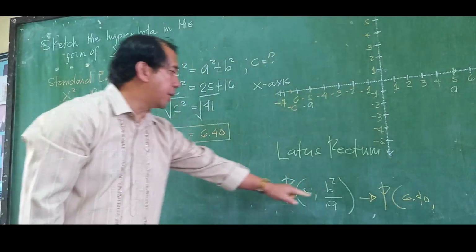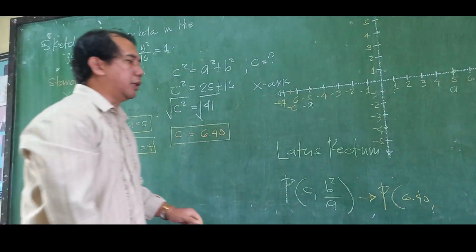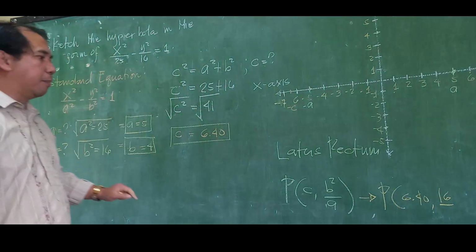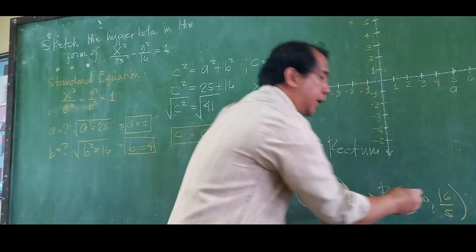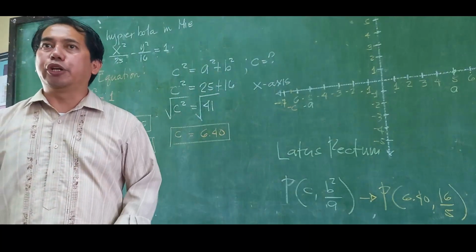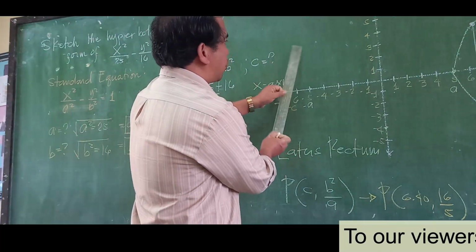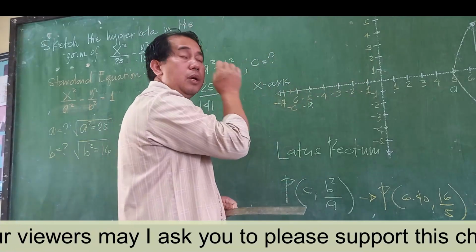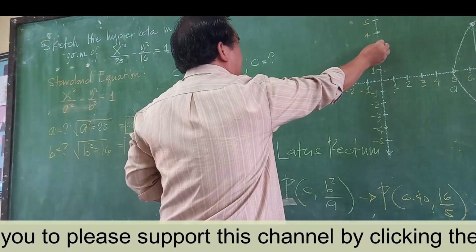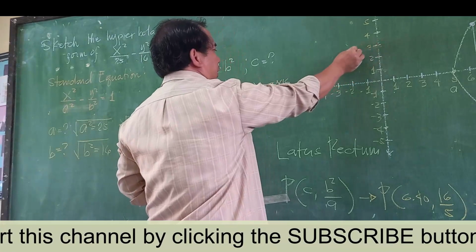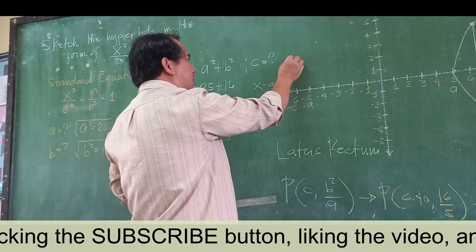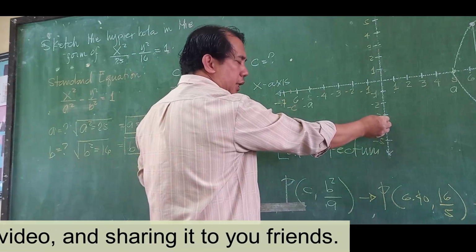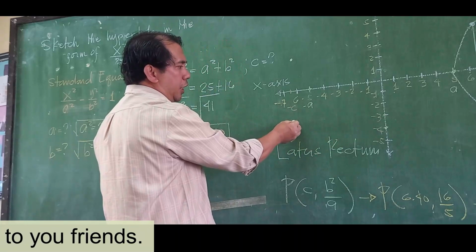So what is our B squared? Our B squared is 16. So 16 over A. What is our A? 5. Meaning to say, that is one of the endpoints of the latus rectum. Let's try to locate the point in here. That is the same as positive 3.20 aligned with 6.40. Negative 6.40 and 3.20 aligned with negative 6.40.